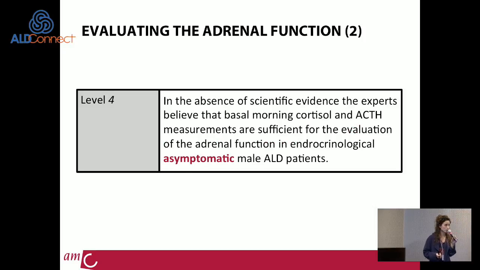But if we then go to the next one, in the absence of scientific evidence, so level 4, the experts believe that basal morning cortisol and ACTH measurements are sufficient for the evaluation of the adrenal function in endocrinologically asymptomatic male ALD patients. And this is interesting because this is what makes it really difficult. There is no scientific evidence. We know we have to evaluate the adrenal function somehow, but what is the best test? Should you keep on doing these stimulation tests?